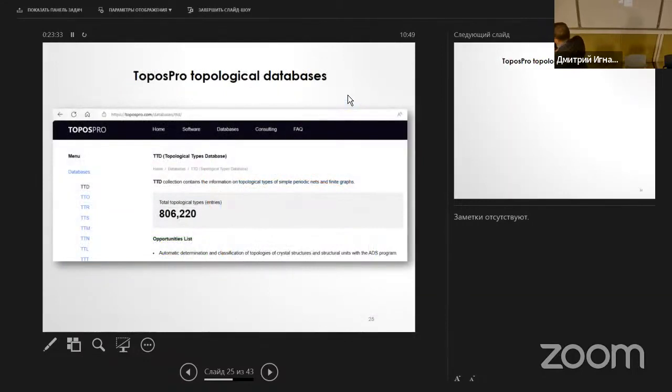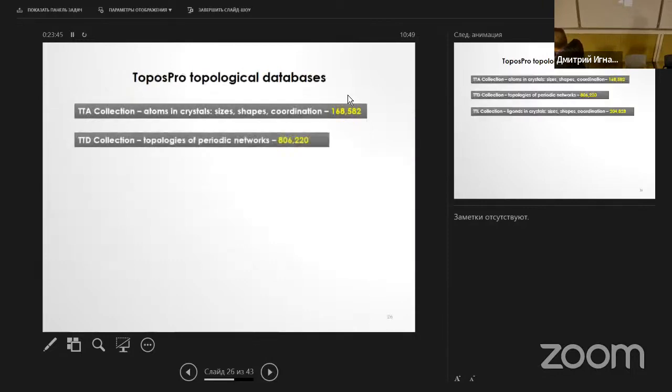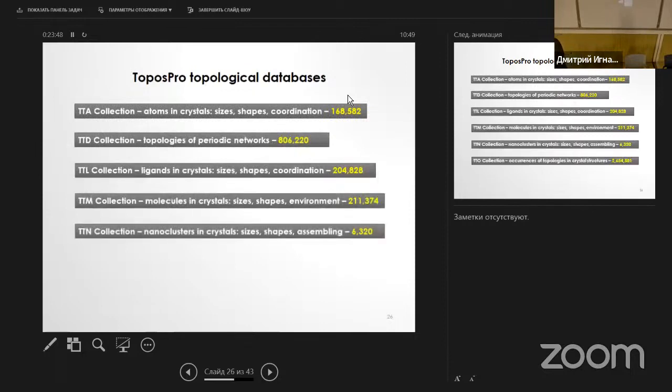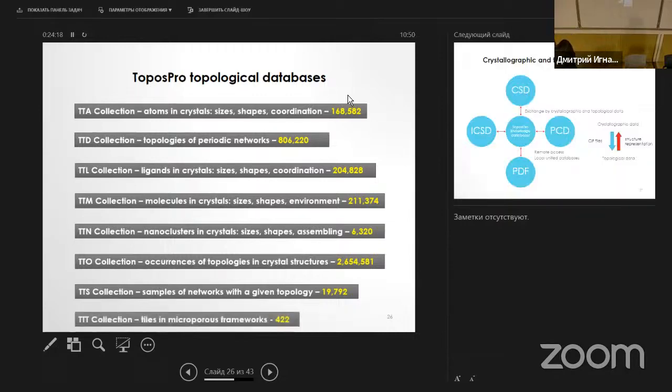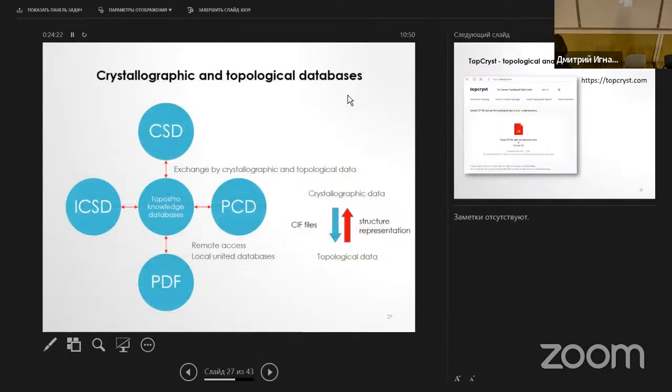We have some other databases, and this is the set of these databases on our website. Among them, we have collections not only about crystal structures, but also about some structural units inside these structures, important objects, let's say, bricks from which these structures are constructed. And this is also very important to understand the principles of the structure architecture.